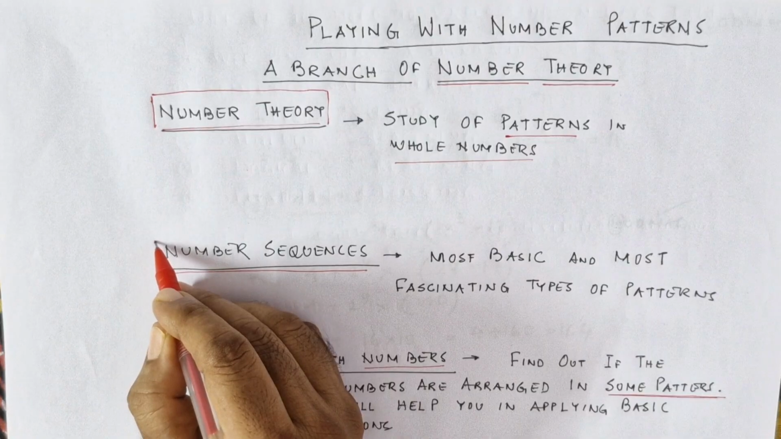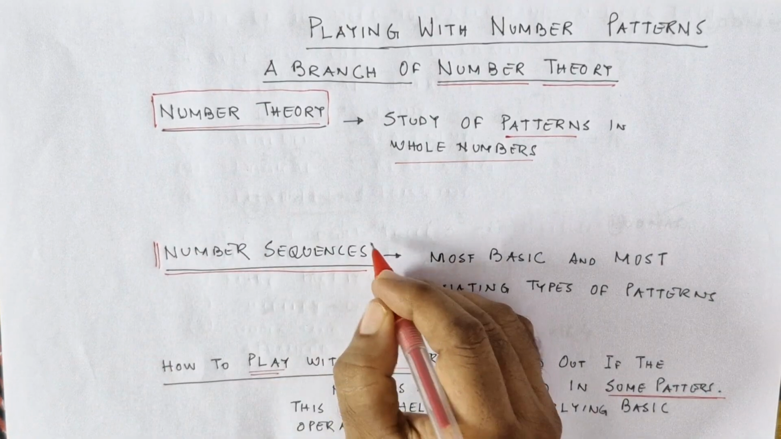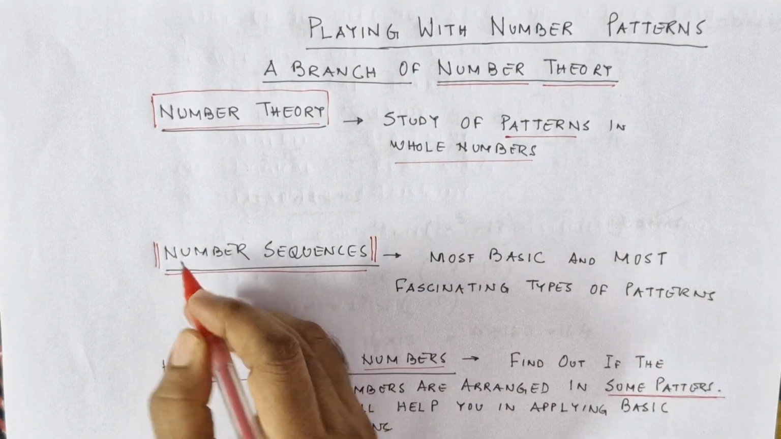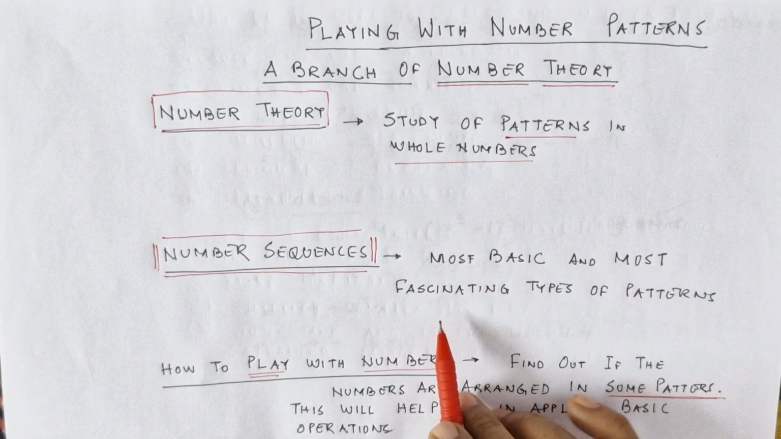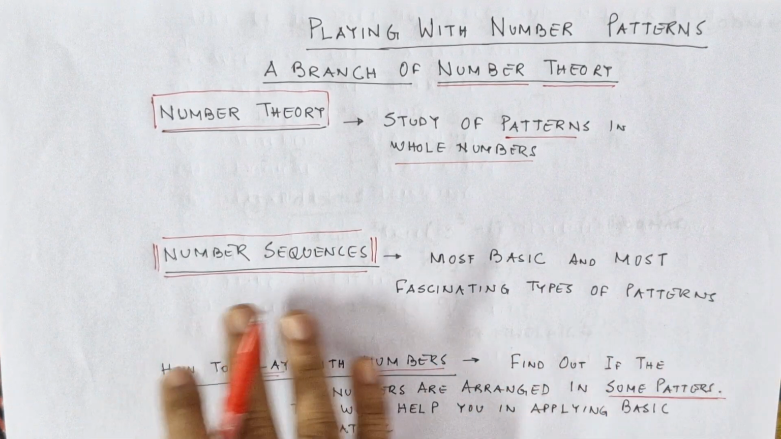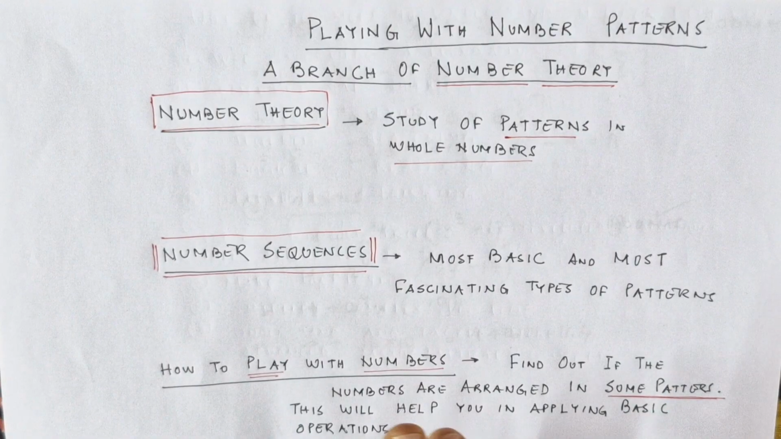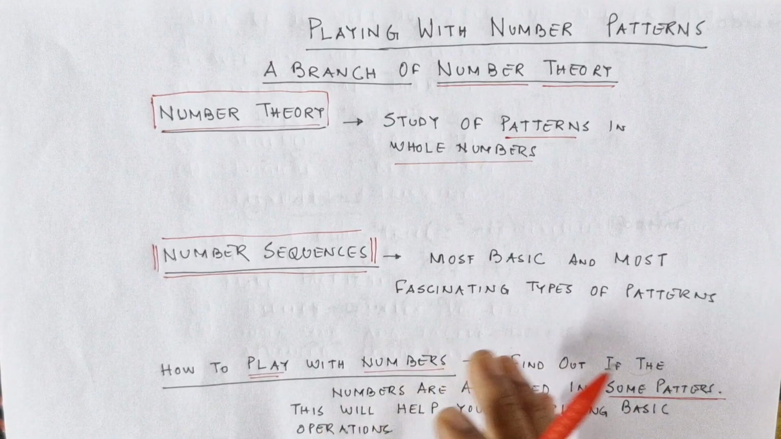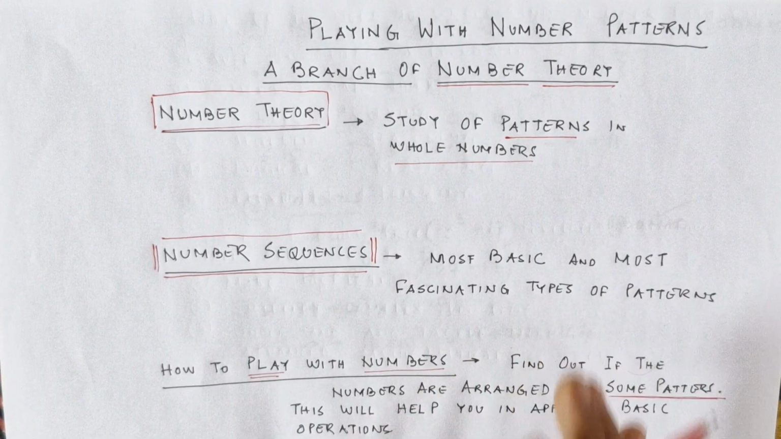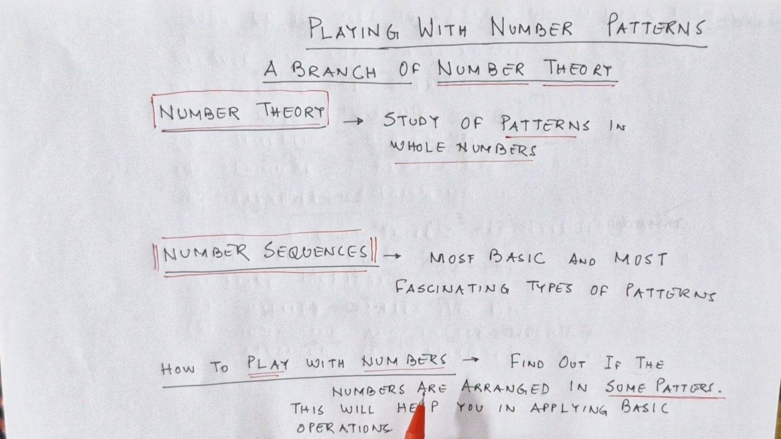So what do we need to do? We need to understand certain sequences. See, number sequences. The most basic and most fascinating types of patterns are there in number sequences. So we need to study number sequences: in what order the numbers are, what kind of operations they are following. So how to play with the numbers?